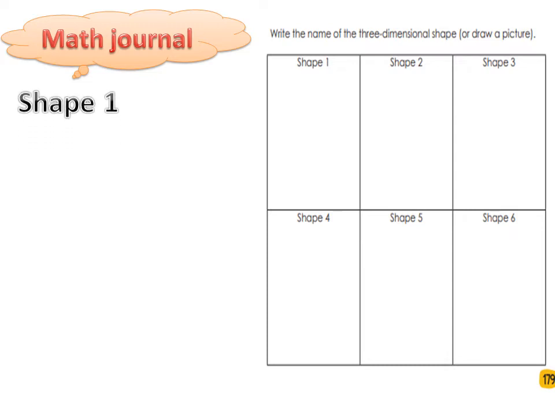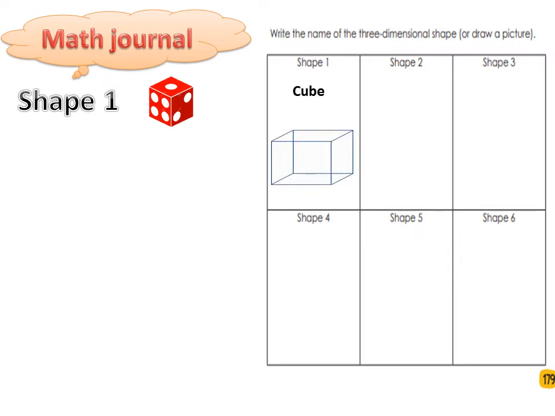Let's start. Shape number 1. I have a dice. So what shall you do? You will go to your math journal under shape number 1 and you will draw what you see here. Excellent, it's a cube. So you will write cube and then you will draw a cube. I will give you pictures for each shape and you will do like what I have done here.